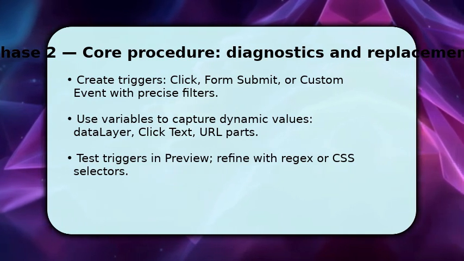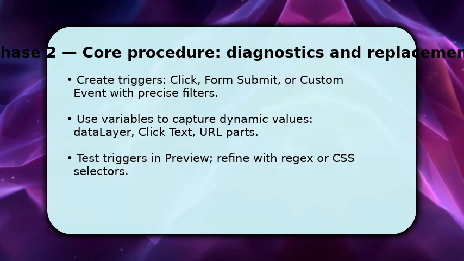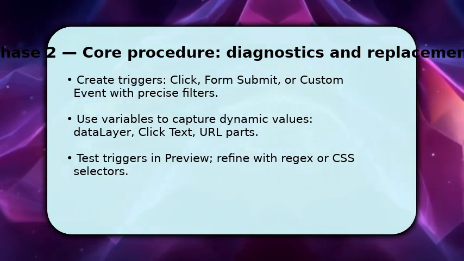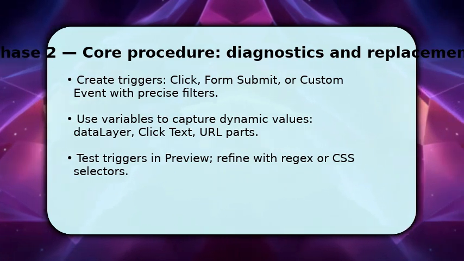Once configured, test thoroughly in preview. Click the element, inspect the event in the debug pane, and refine selectors or add reject matches if you see false positives. Finish by publishing your container when preview shows correct hits.